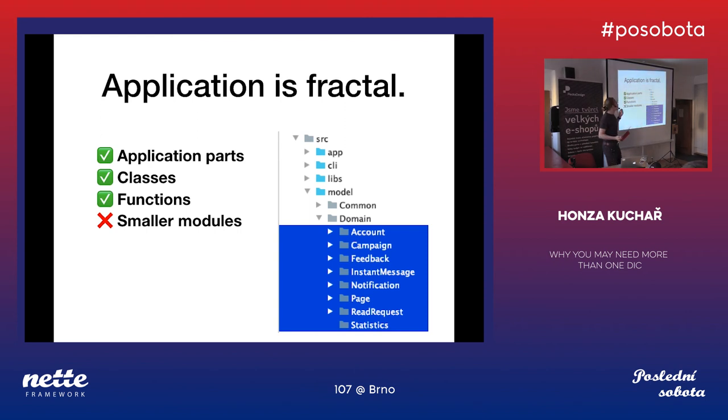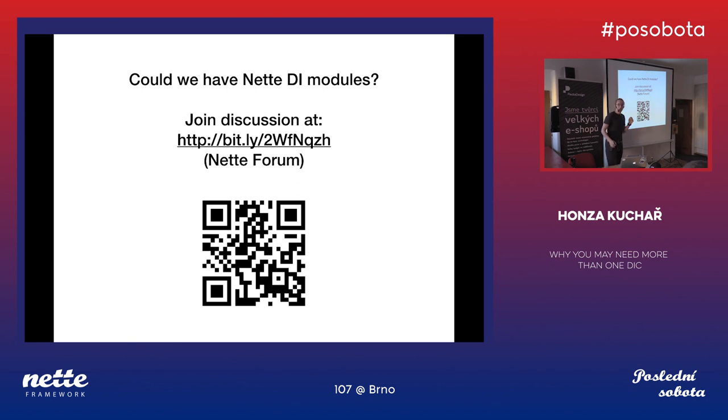You can actually have dependency injection for every single one of these topics, but it would be really hard work, because every single time you put a service there, you have to think about which dependency injection container you are in, where you are exporting it, and who will depend on it. It would be a crazy thing to maintain. So I started a discussion on the Nette forum about whether we could have some kind of Nette dependency injection modules, which would mean that you say this service will be auto-wired only for this namespace.